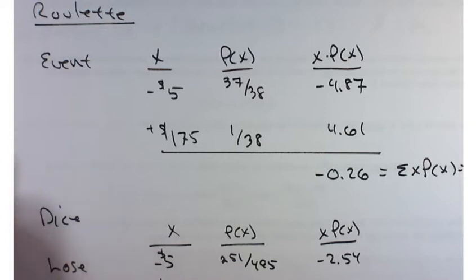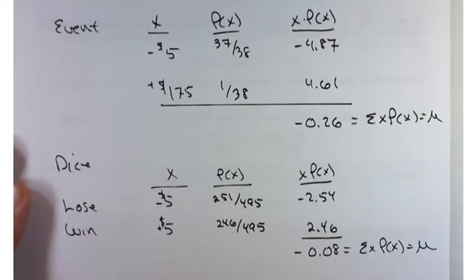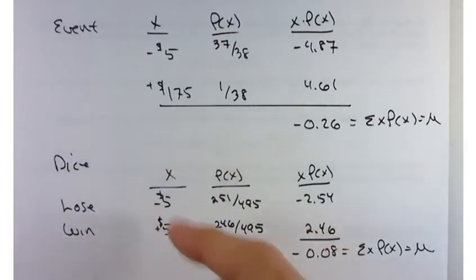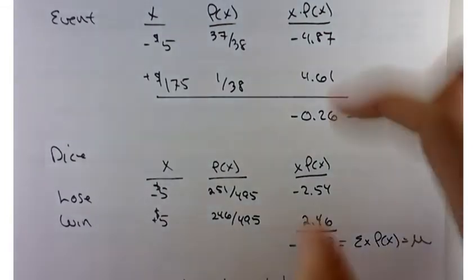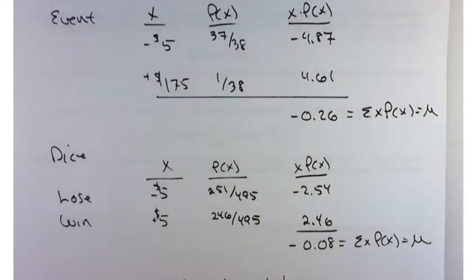Likewise, you can calculate the expected value for playing craps, putting some money on the pass line, probability of winning, probability of losing, and again, you can calculate an expected value. What I want to ask you about, though, is that negative. What's that negative saying here about your expected value for these games?